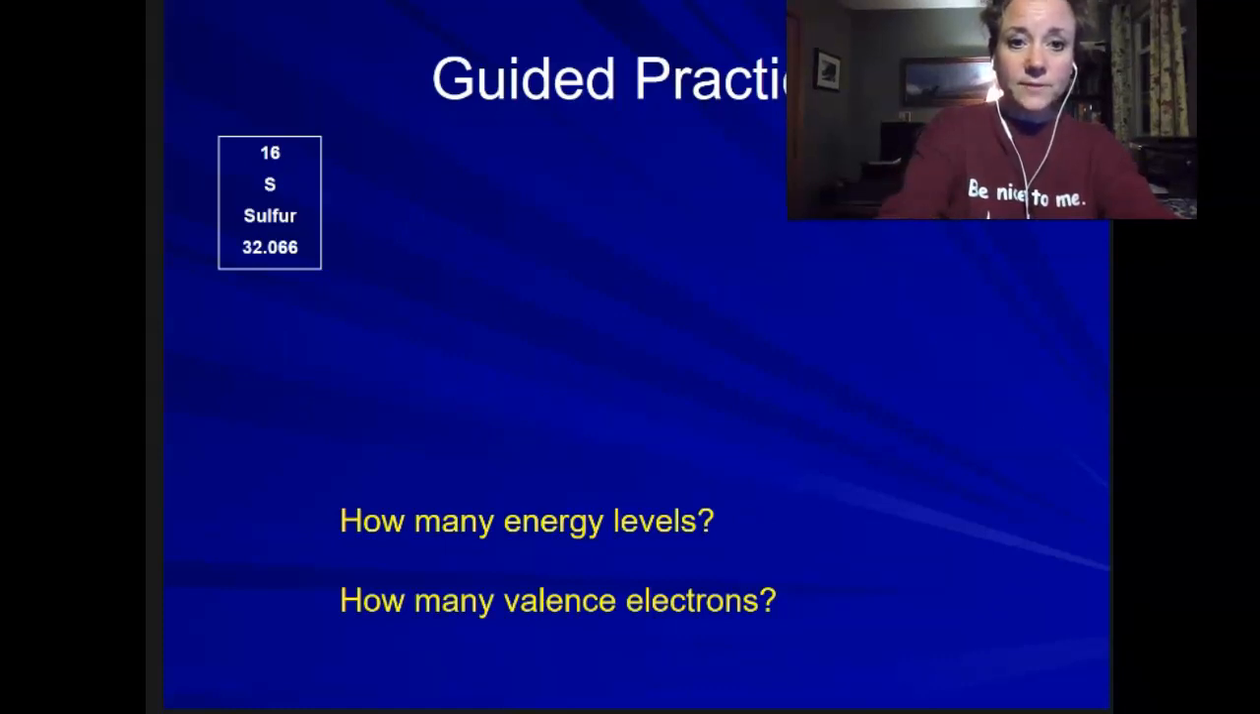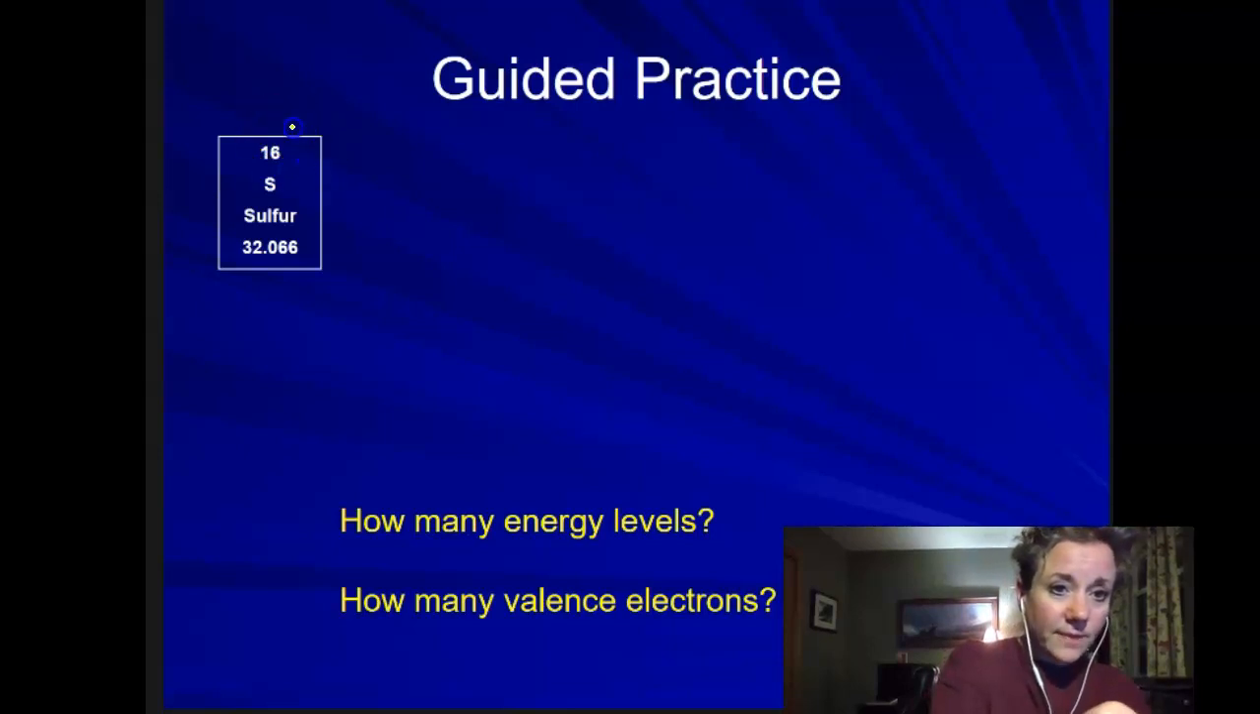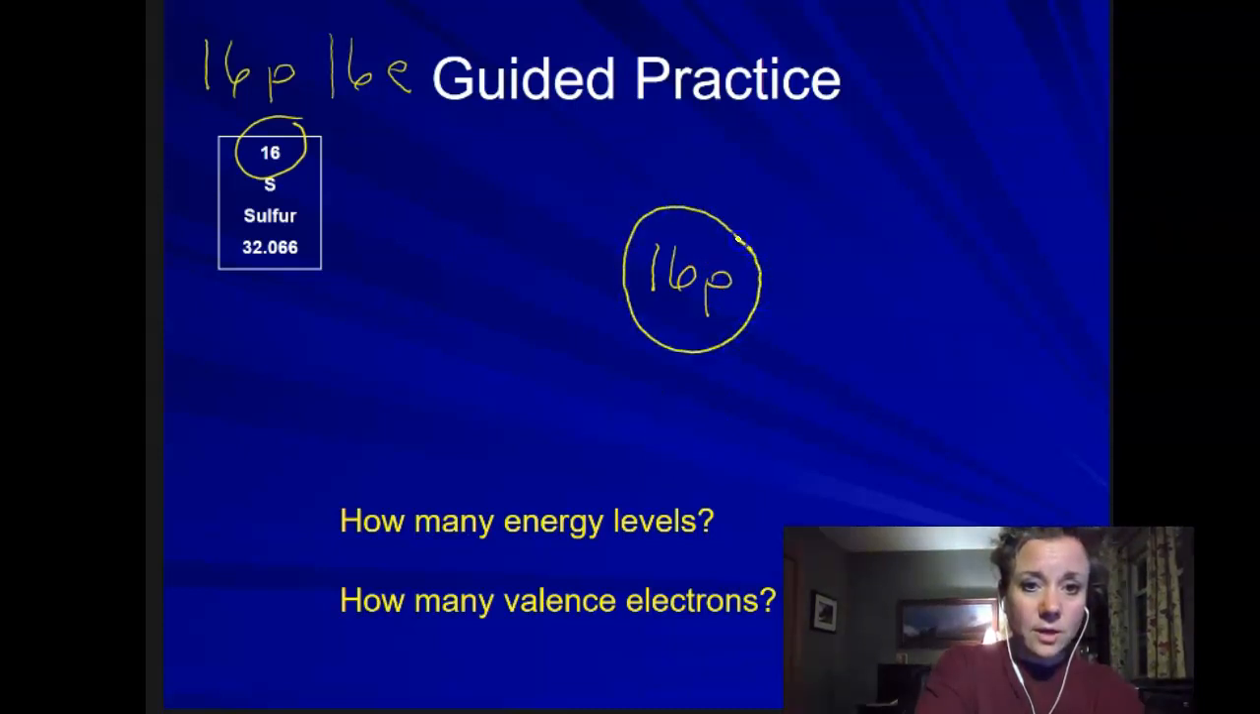Next, move myself down here. Next, we have sulfur. So once again, figure out how many protons and electrons you have. If we look at the atomic number for sulfur, I have 16 protons and I have 16 electrons. I'm going to draw my 16p where I would have the center of my nucleus, draw my first ring, and add my first 2 electrons.